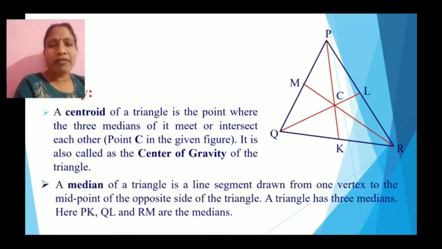A median of a triangle is a line segment drawn from one vertex to the midpoint of the opposite side of the triangle. A triangle has three medians. So here PK, QL and RM are the medians.